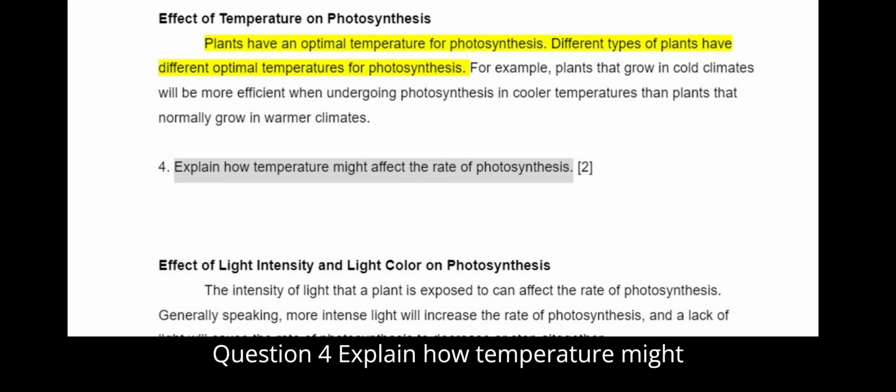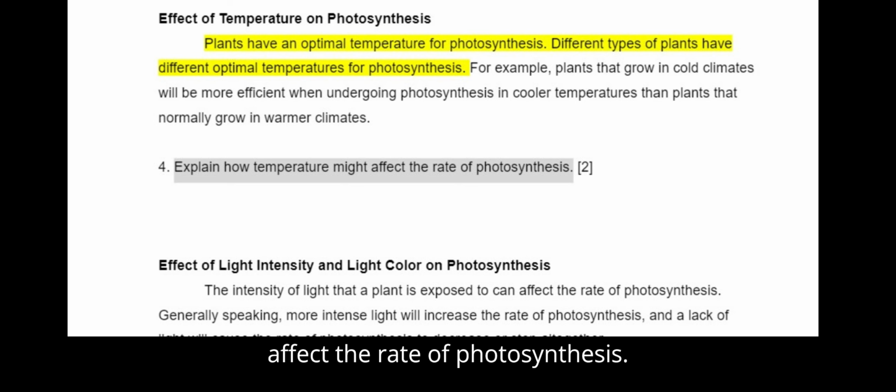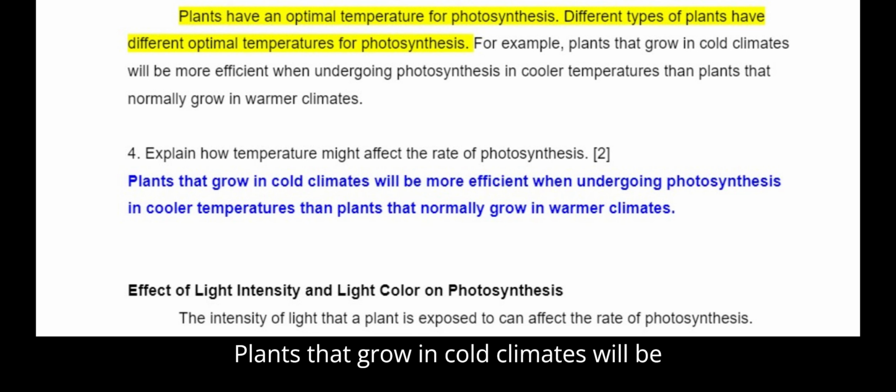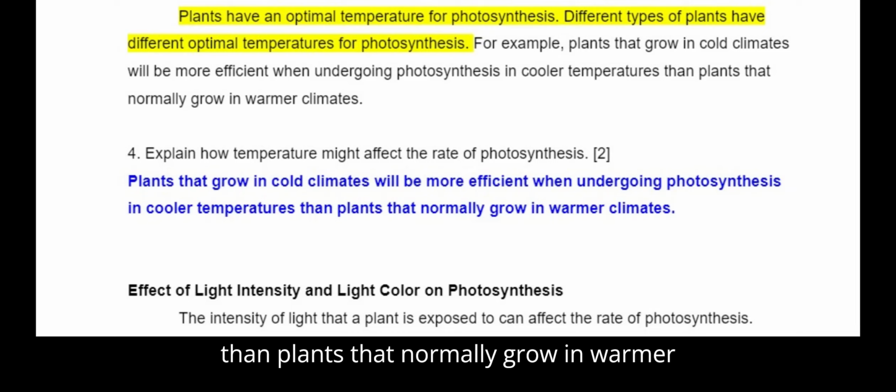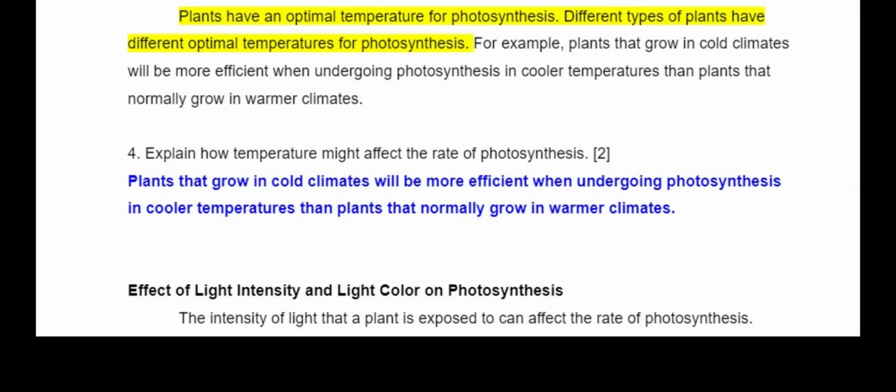Question 4. Explain how temperature might affect the rate of photosynthesis. Plants that grow in cold climates will be more efficient when undergoing photosynthesis in cooler temperatures than plants that normally grow in warmer climates.